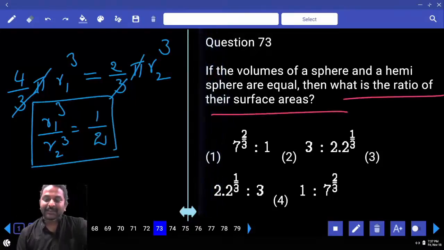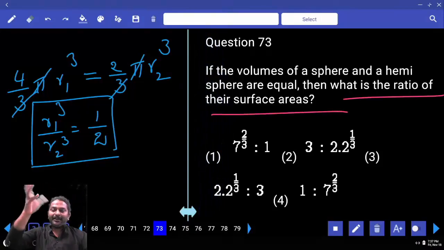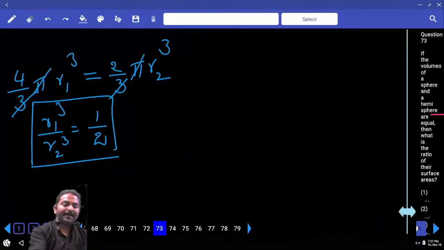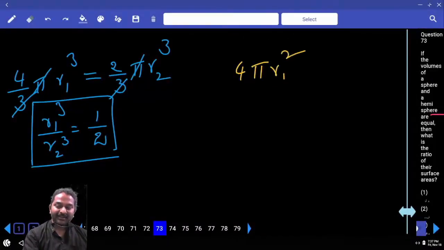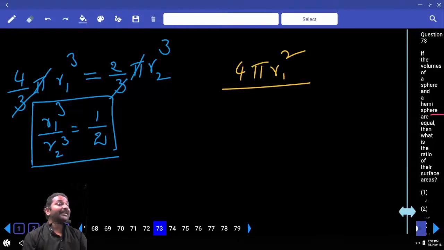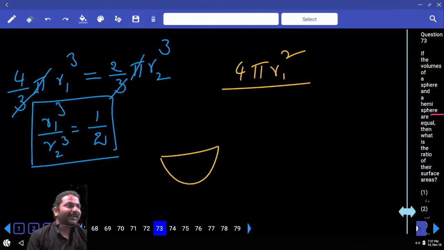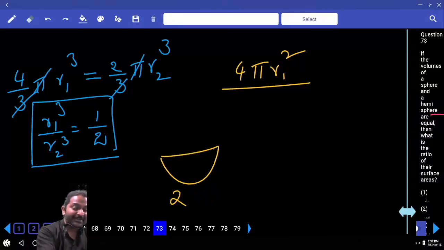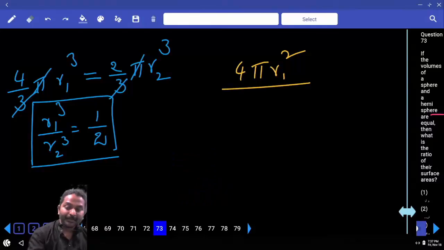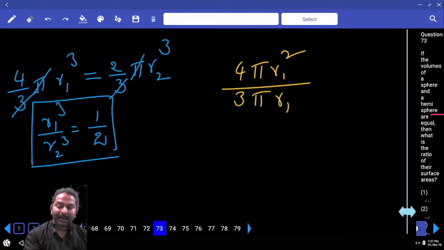Then what is the ratio of their surface area? Surface area for a sphere is 4 pi r square. Surface area for the hemisphere: if you make it half, it becomes 2 pi r square, but here on the top again there is a circle, right? Again you get pi r square. So for hemisphere, the surface area is 3 pi r square.